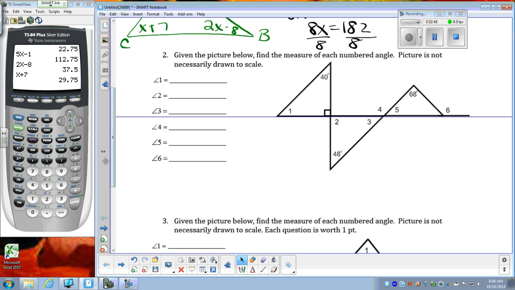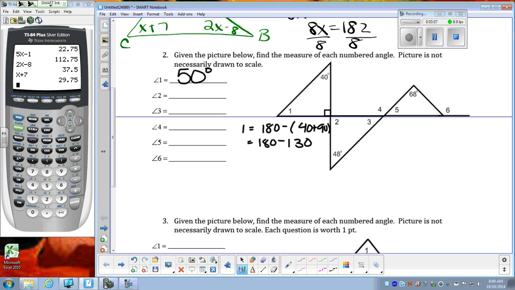Number 2, I want to find the measure of each numbered angle. If I start from number 1, I know angle 1 would equal 180 minus 40 plus 90. So that's 180 minus 130. So angle 1 is 50 degrees. Angle 2 is vertical from 90 degrees, so I know angle 2 has to be 90 degrees. For angle 3, I want to do 90 plus 48, which is 138, and then subtract that from 180 to get that angle 3 is 42 degrees.